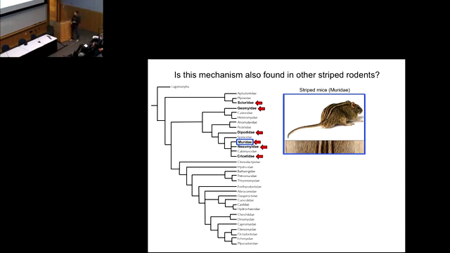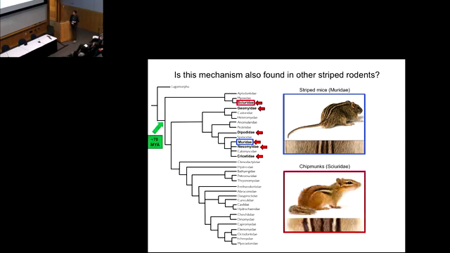biopsies from a rodent that is much more familiar to all of you, which is the chipmunk. And so this rodent diverged over 70 million years ago from the Muridae family, but nonetheless, it has evolved a very similar stripe pattern, as you can see here and here. And so we asked the simple question, is ALX3 also involved in patterning these stripes?